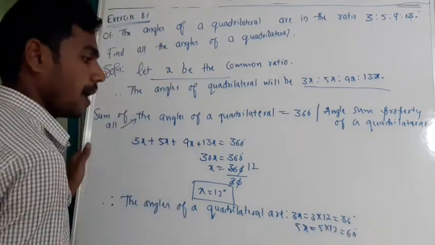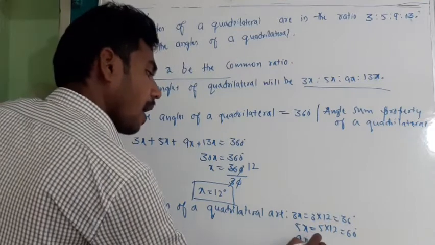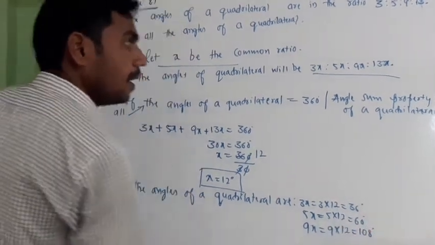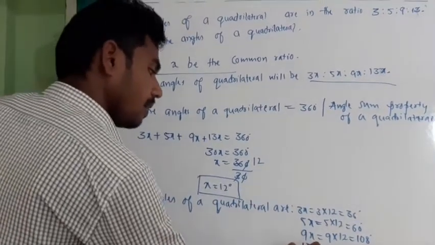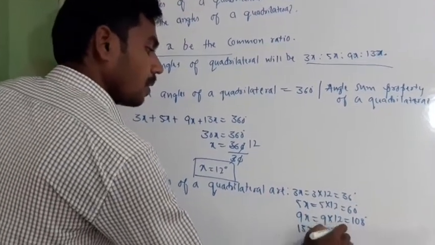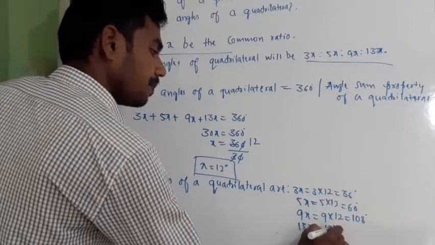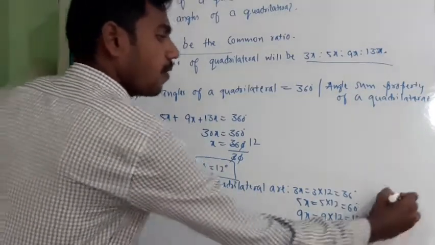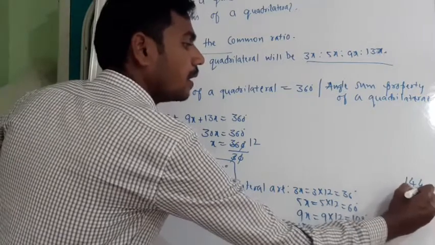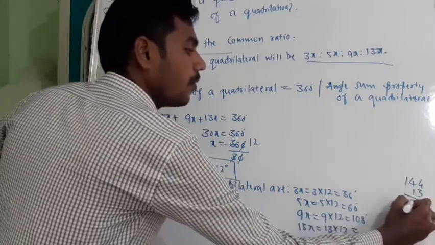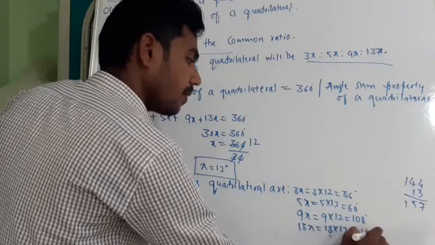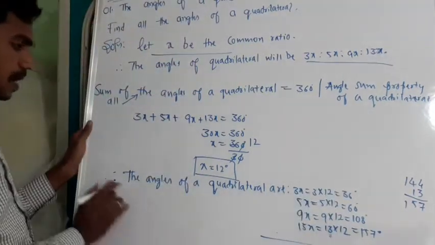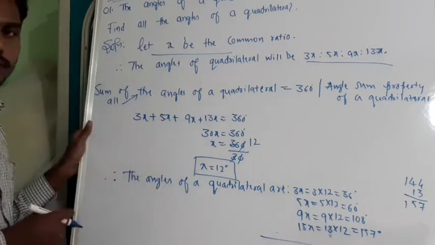degrees, and 9x, 9 into 12, 108 degrees. Next, 13x, 13 into 12 is equal to 12 twelves are 144, one more 13, so 157 degrees. So these are the four angles of the quadrilateral. Please note this down.